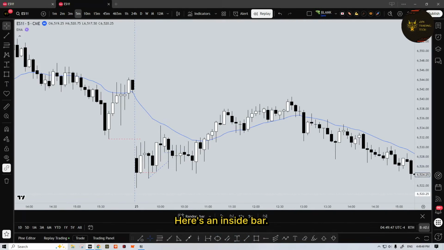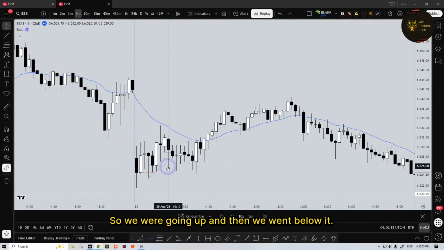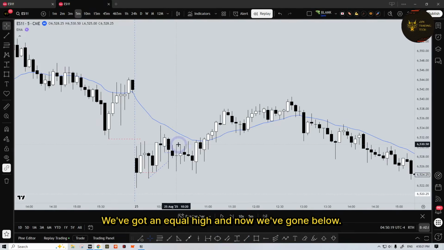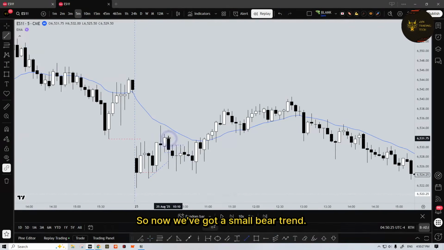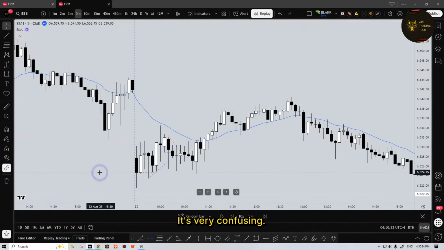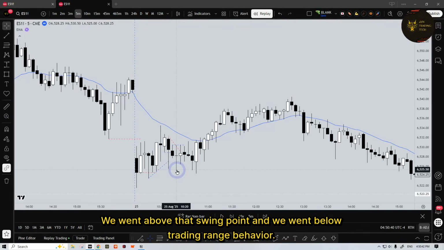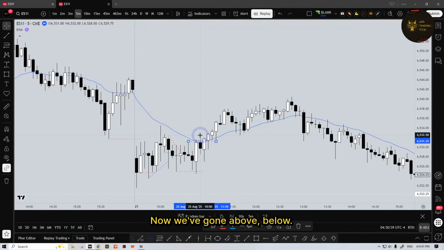Here's an inside bar. So we were going up, and then we went below it. So we've gone below that swing point. We've got an equal high, and now we've gone below. So now we've got a small bear trend. You can see what's happening in this trading range. It's very confusing. We went above that swing point and we went below. Trading range behavior. Now we've gone above, below. Can we get above that high?